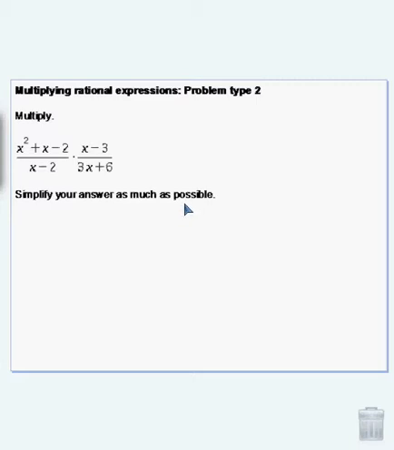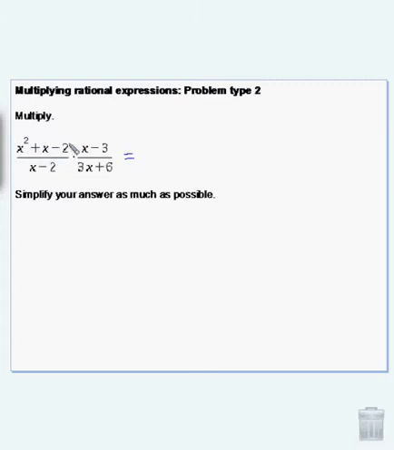We're going to talk now about multiplying rational expressions, and in our book this is problem type 2. The difference between problem type 1 and problem type 2 is that problem type 1 was rational expressions made from two monomials. Here we have rational expressions made from binomials, trinomials, polynomials. The first thing we're going to need to do in order to simplify this is factor each of these expressions.